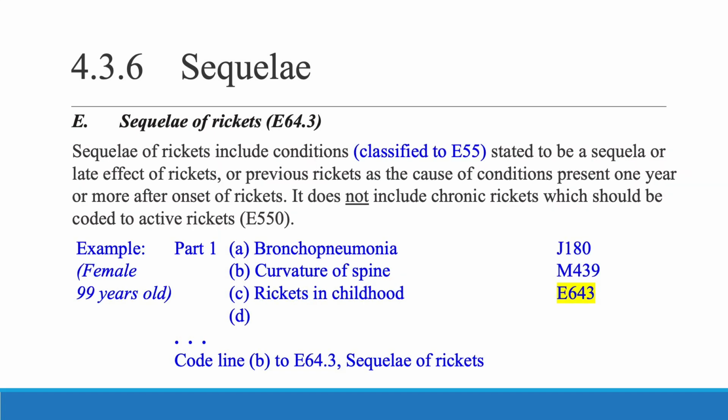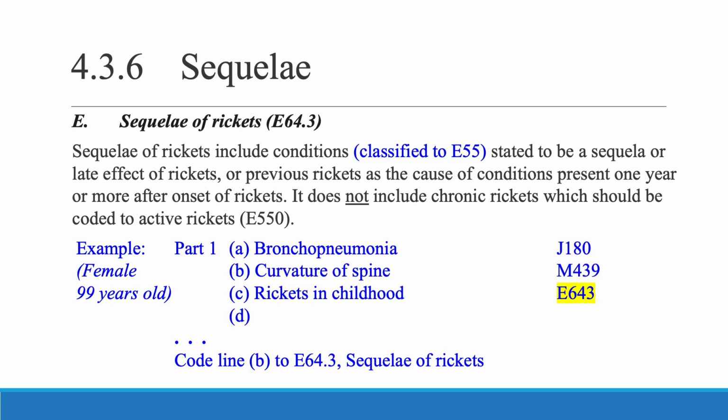As mentioned before, the classification does not provide a separate sequela code or code category for every condition, but here's another example. Sequela of rickets, E64.3. Sequela of rickets include conditions originally classified to E55, stated to be a sequela or late effect of rickets, or previous rickets as the cause of conditions present 1 year or more after the onset of the rickets. Looking at this supplementary example, take note of the fact that the decedent was a 99-year-old lady. On line C, it's reported that she had rickets in childhood.